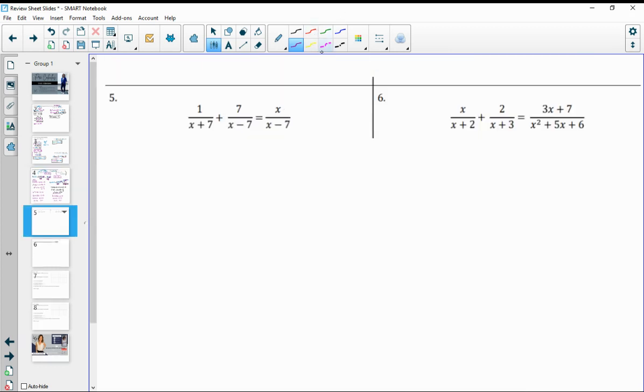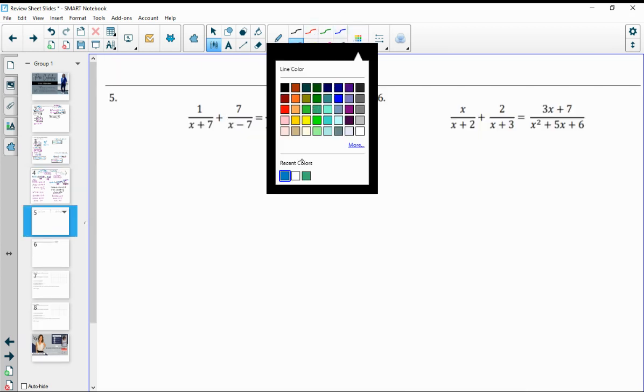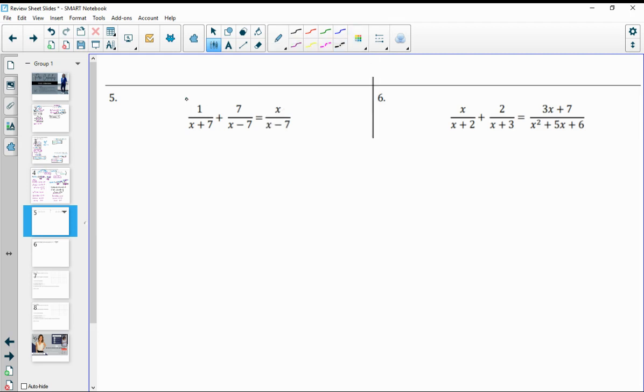Number 5, very similar thing. This one's just already factored for us. So let's go ahead and multiply by our least common denominator. So we see that we need an x plus 7. And then we also see an x minus 7. So we're going to multiply this into all of these. So this time I'm not going to write them out each time. I'm just going to write out what doesn't cancel. So here when we multiply this in, an x plus 7 will cancel. So we'll be left with 1 times just the x minus 7.